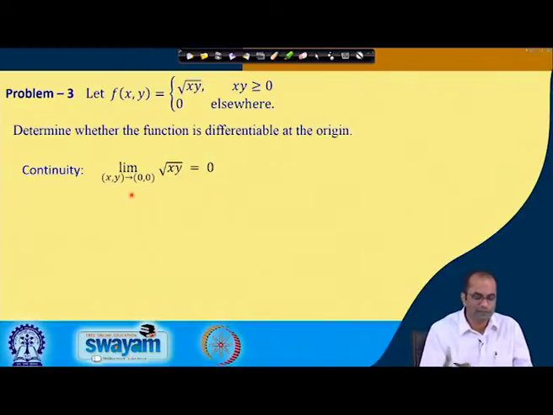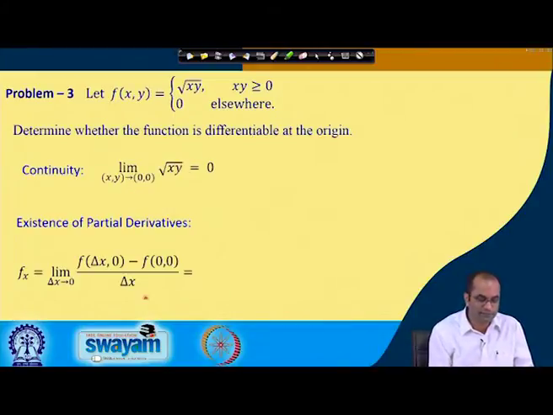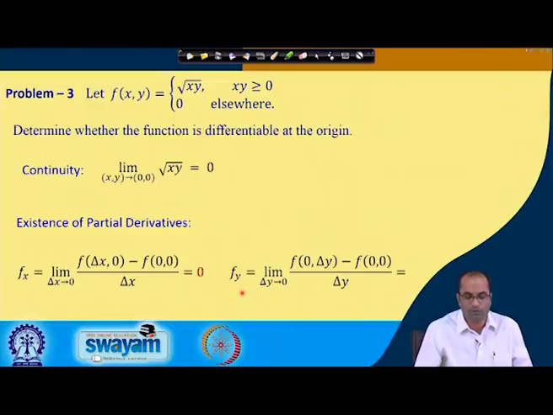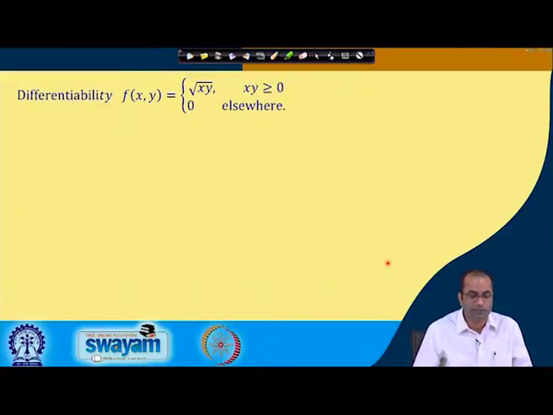So, we have the continuity of the function, and for the existence of partial derivatives we can use the definition again. Here f of delta x, 0 is 0, so this product is 0. So, we will again get 0 here, and f(0, 0) is 0, so 0 minus 0. So, f_x at (0, 0) is 0, and similarly f_y is also 0 at (0, 0). So, this function is continuous and the first order partial derivatives exist.